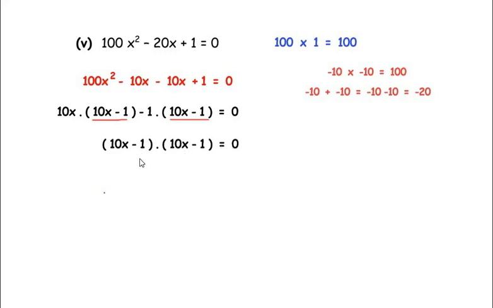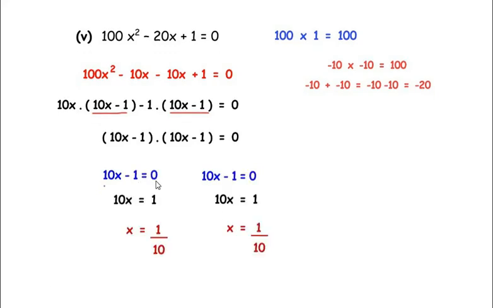Now in the next step we are going to equate each of the factors equal to 0, giving us 10x minus 1 equal to 0. Taking negative 1 on the other side of equal to sign, we get 10x equal to positive 1. Now taking 10 on the other side of equal to sign, we get the value of x as 1 over 10. The same steps will follow for this factor as well, because both the factors are same. So here again we got the same value of x as 1 over 10 and 1 over 10. So this is our answer.